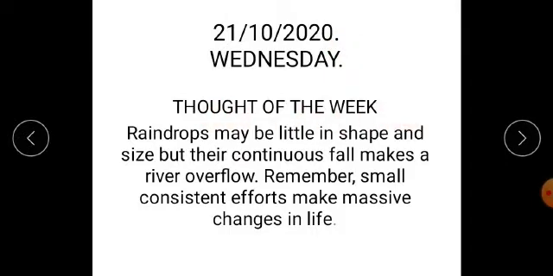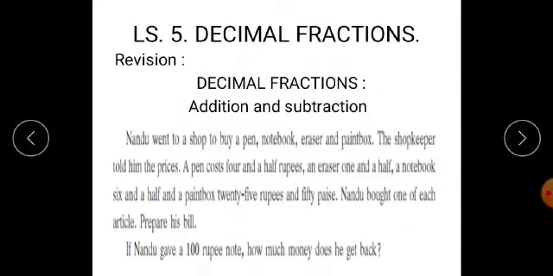Thought of the week. Raindrops may be little in shape and size, but their continuous fall makes a river overflow. Remember, small consistent efforts make massive changes in life. I repeat, raindrops may be little in shape and size, but their continuous fall makes a river overflow. Remember, small consistent efforts make massive changes in life.